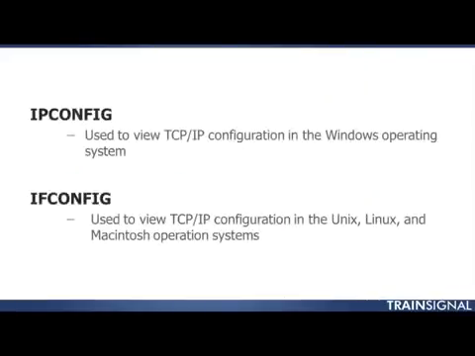So the first couple of commands that I want to go over with you are very similar in nature. Not only are they named similarly, but the functionality is pretty much the same. These two commands are ipconfig and then ifconfig. Both are used to view TCP/IP configuration. The difference is ipconfig is for the Windows operating system, whereas ifconfig you will find in things like Unix, Linux, and Macintosh. We will take a look at the ipconfig utility in just a few minutes.